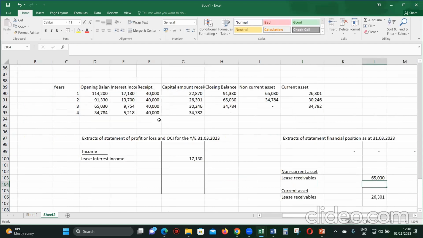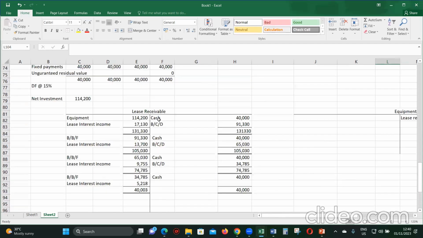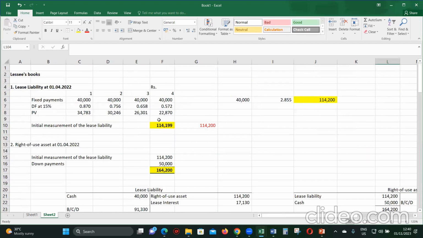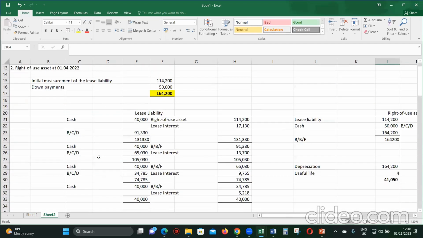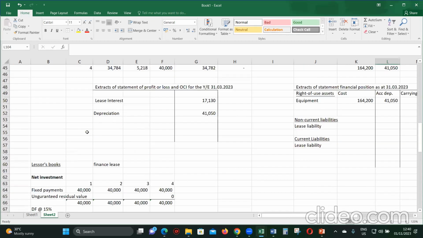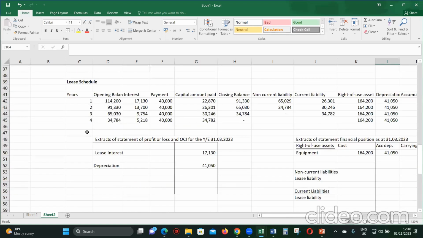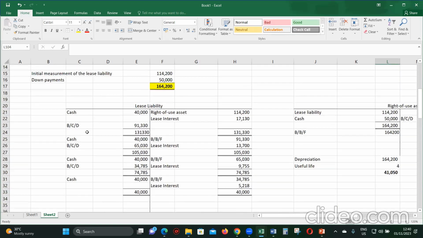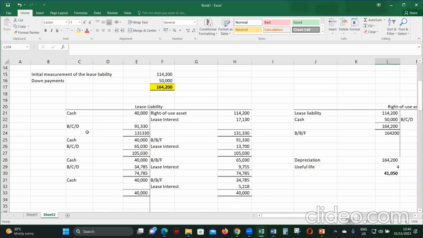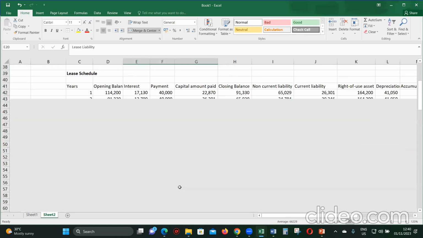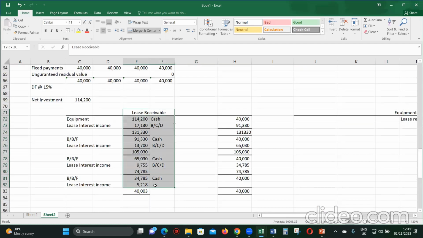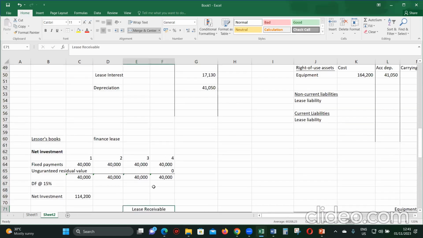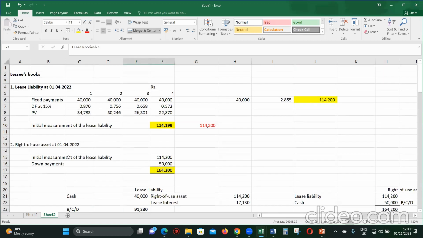Okay. So basically, this is how you tackle this question. Now, you will not be asked to prepare lease liability or lease receivable accounts for 4 years for the whole lease term, but I just took your time and explained how this becomes 0 at the end of 4th year, right? So basically, this is how you do all these things.